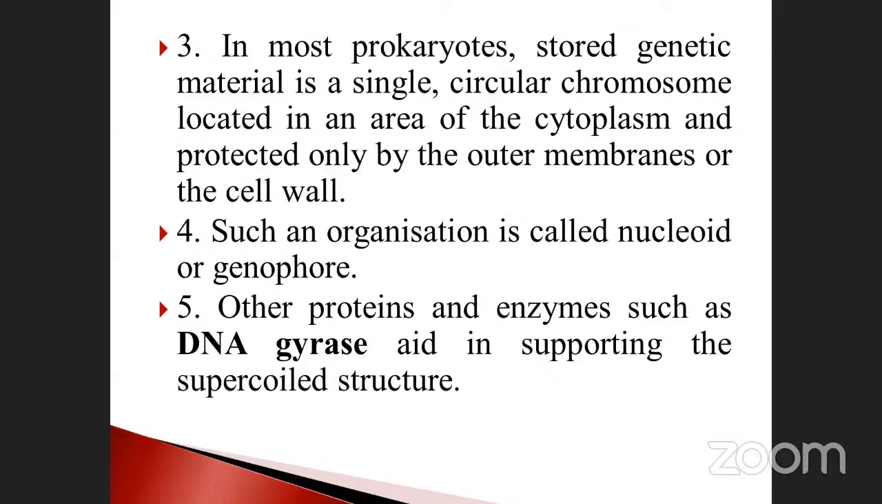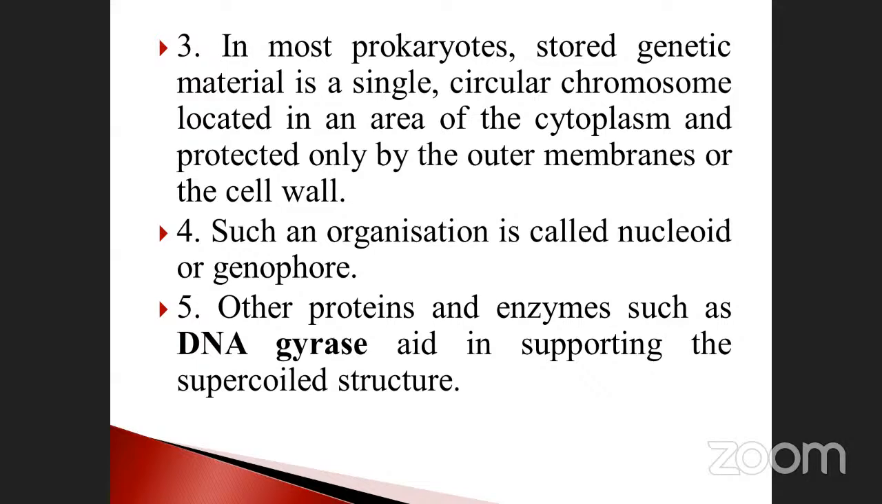Other proteins and enzymes such as the DNA gyrase are another part. They aid in supporting the supercoiled structure. The double-stranded structure or single-stranded structure you already know about. The single strand is present only in the prokaryote, circular in nature, covered by cytoplasm with the outer membrane only. Such an organization is called the nucleoid and also genopore.